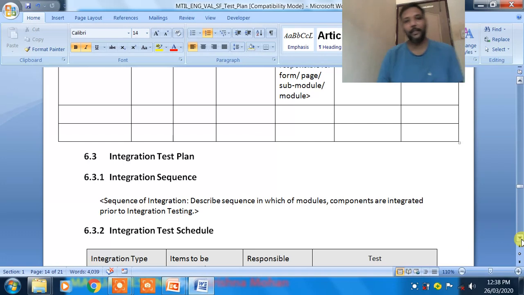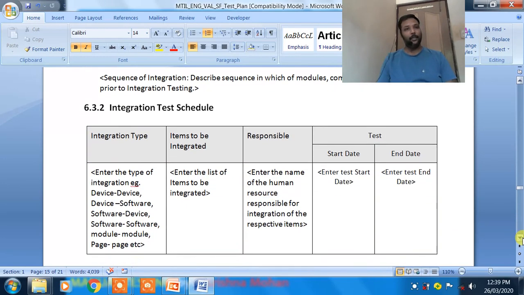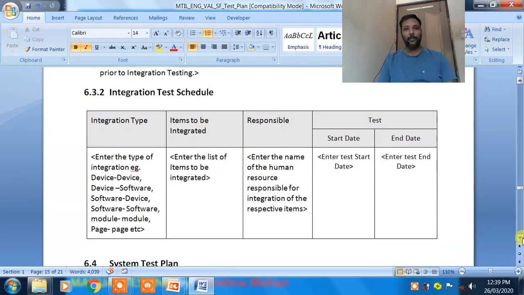Then in the same way, the integration test plan. Here the sequence has to be mentioned: which modules you are going to integrate first, which modules second, which third. It should be in a sequence. Integration has to be done in sequence. First two modules have to be integrated, then the third module will be integrated, then again it is tested. So the sequence has to be mentioned here. Then in the same way, the integration test schedule will be there.